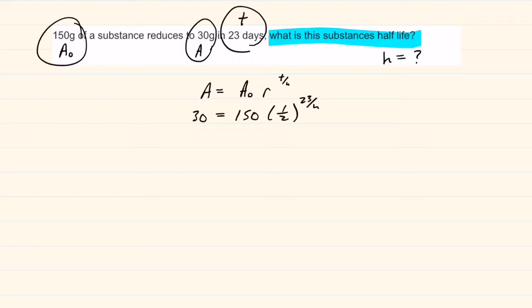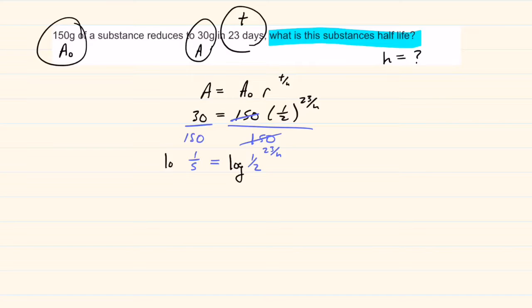I would always isolate your base to the exponent. So I'm going to divide by that a naught every time. So divide both sides by 150. 30 over 150 reduces down to 1/5. If you want to make it 0.2, that's fine, because 0.2 is exact. But if this was a fraction that was a long repeating decimal, keep it as a fraction. We want to keep everything exact for as long as we possibly can.